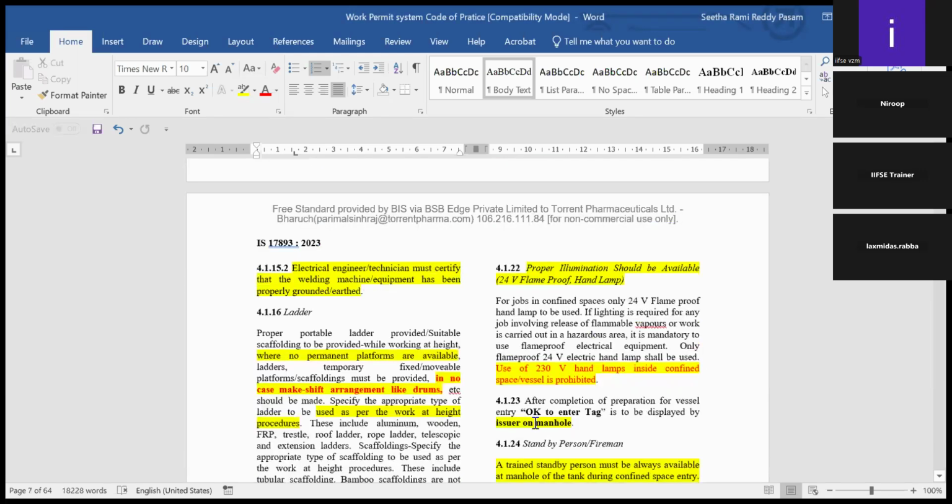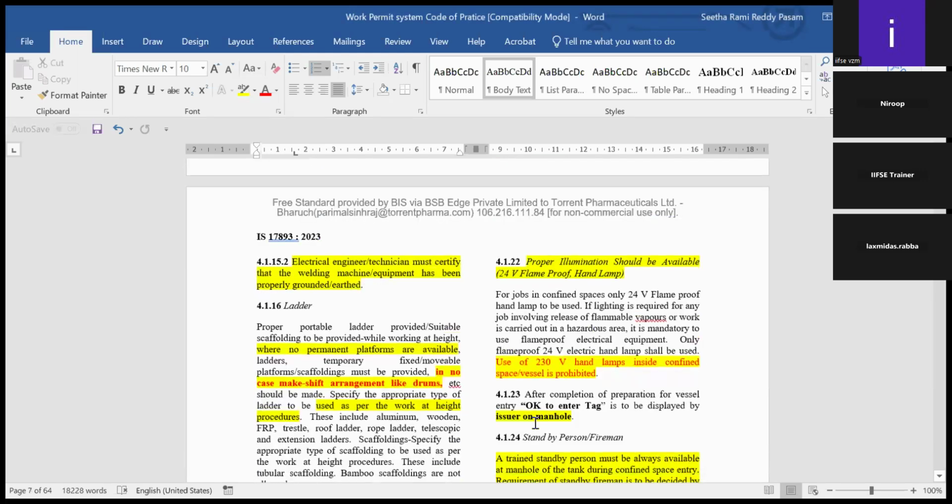Then for proper illumination, again a 24 volts flame proof hand lamp. Why is it only 24 volts? It will not generate so much heat that it could ignite the flammable mixture which is present within the vicinity.